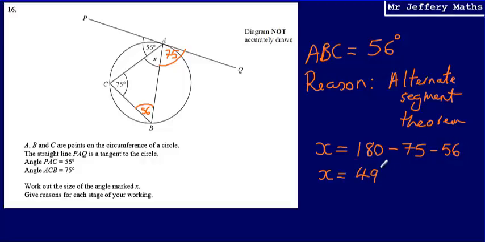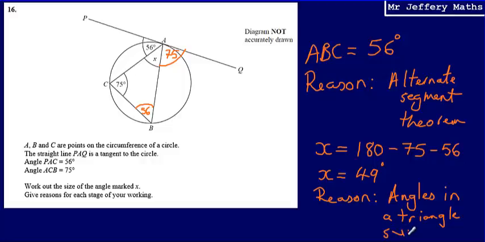So if X is equal to 49 degrees, my reason that X is equal to 49 degrees, following on from ABC, alternate segment theorem, is that angles in a triangle sum to 180 degrees.